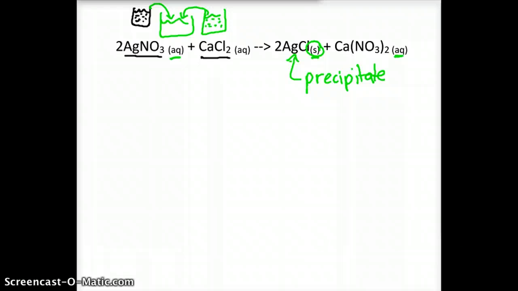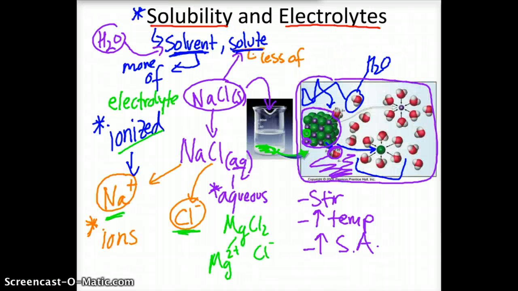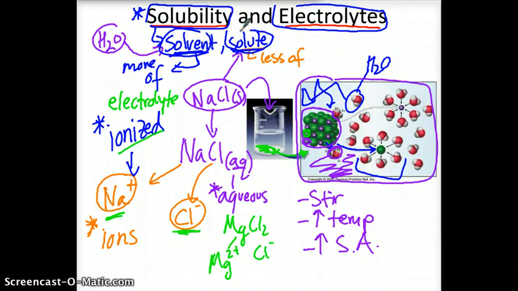We need to recognize and know the definition of the term precipitate. Again, we'll look at a demo of this in class tomorrow. And you also need to have, I know this is a little bit messy, definitions for solubility, for an electrolyte, for solvent, for solute, for ionized, memorized, and you need to know what is actually happening when a substance dissolves.